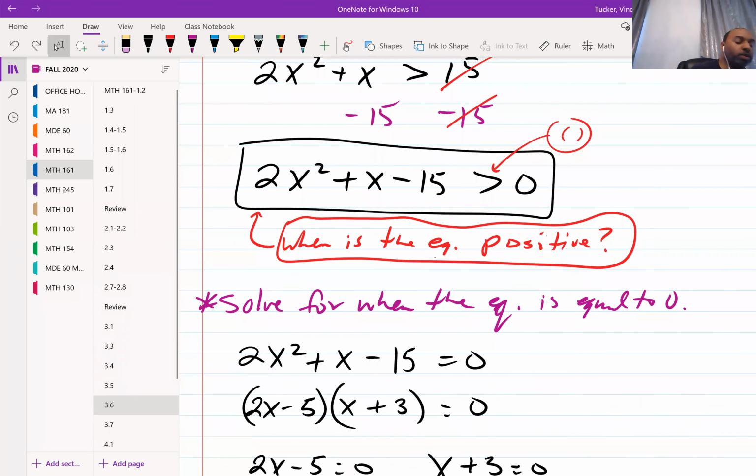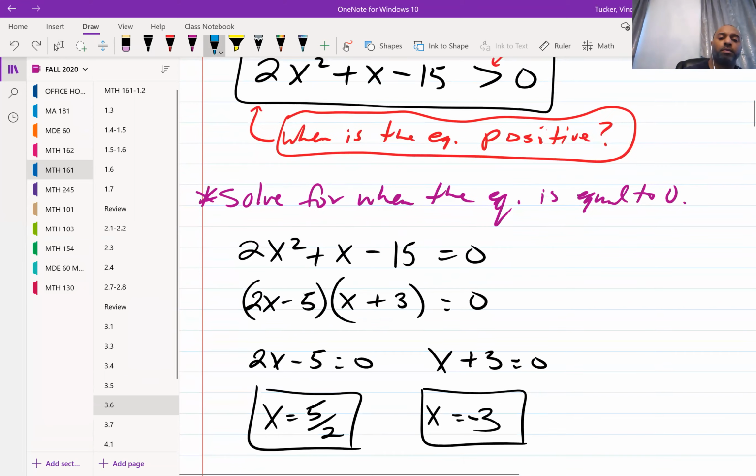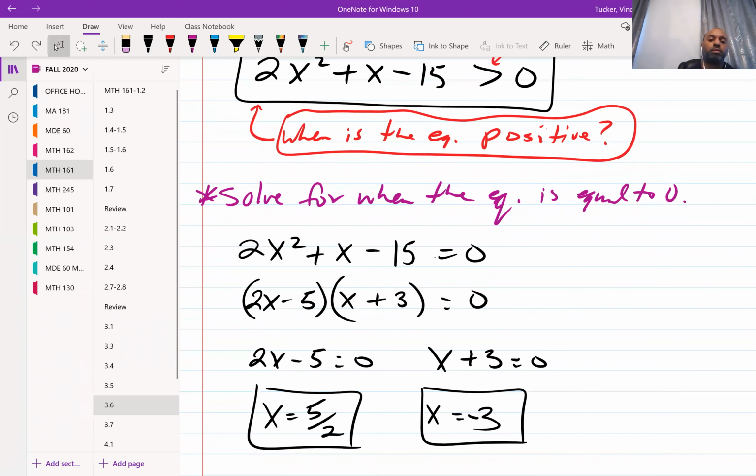All right, so the first thing we want to do is figure out when it's equal to 0. Remember those 2 points that I showed you on the parabola? That's going to be where the equation is equal to 0. That's going to help us set up our intervals. So you set it equal to 0 and solve for x. I decided to factor, but always remember that if you're not comfortable with your factoring skills, you can always use the quadratic formula. Still get the same values. So I got x equal to 5 over 2 and x equal to negative 3.